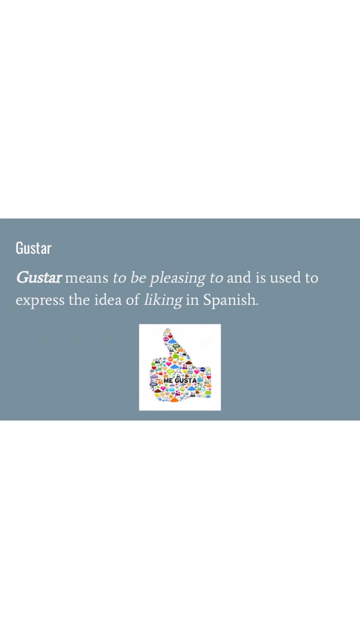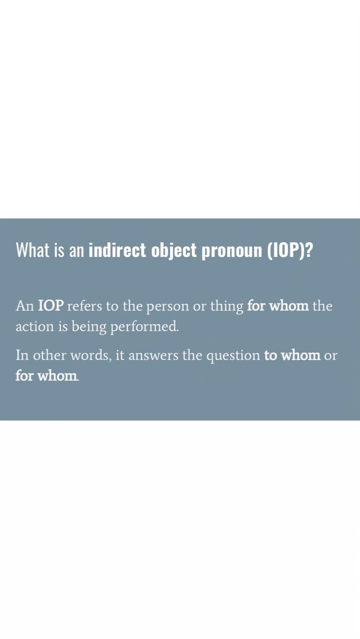So working with IOPs, naturally, the very first thing that we come to is working with our verb gustar, right? So gustar means to be pleasing to, and it's used to express the idea of liking within Spanish. Okay? All right, so now that we have gustar defined as something to express liking, let's get right into the indirect object pronoun, or as we will call it from here on out, the IOP.